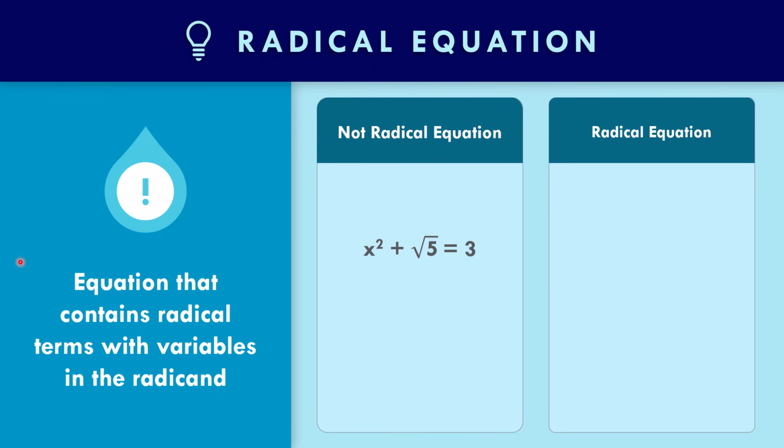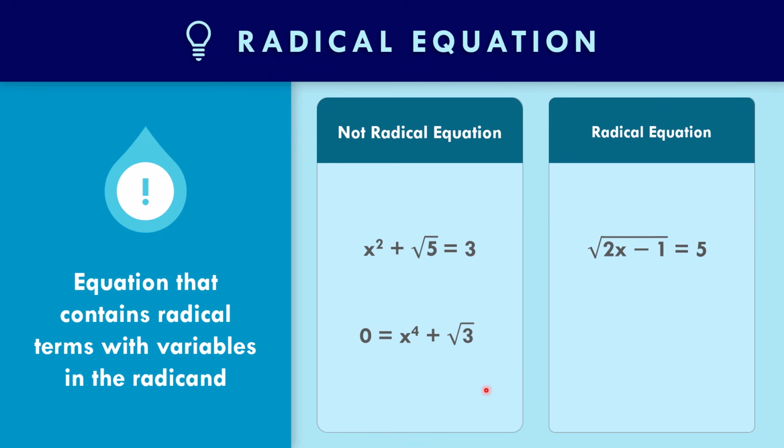Not a radical equation: x squared plus the square root of 5 equals 3. Another example: 0 is equal to x to the fourth plus the square root of 3. This is not a radical equation because a radical equation contains radical terms with variables in the radical. As you can see, this radical has no variables in the radical, so this is not a radical equation.